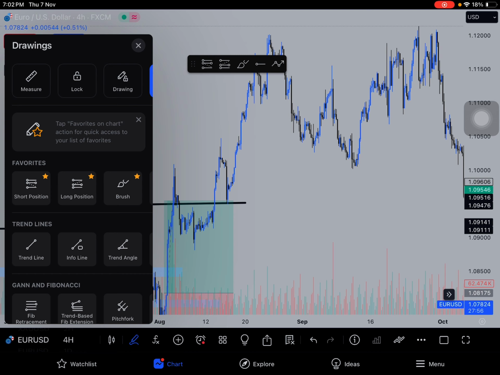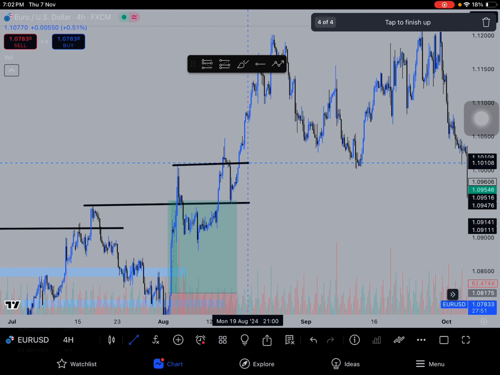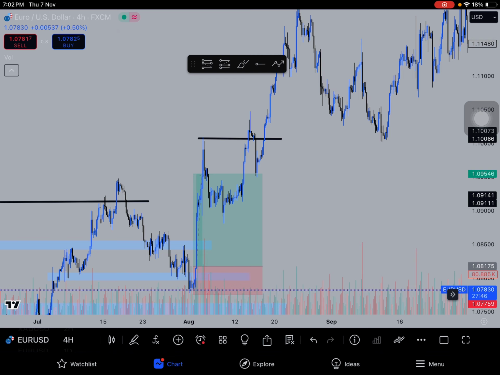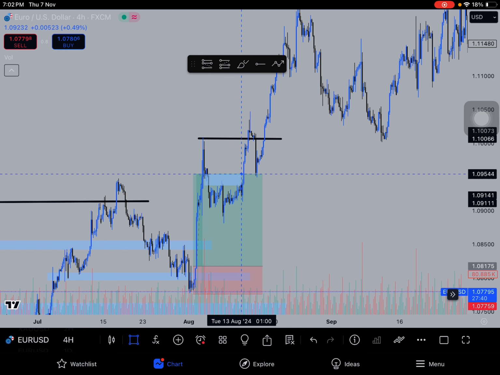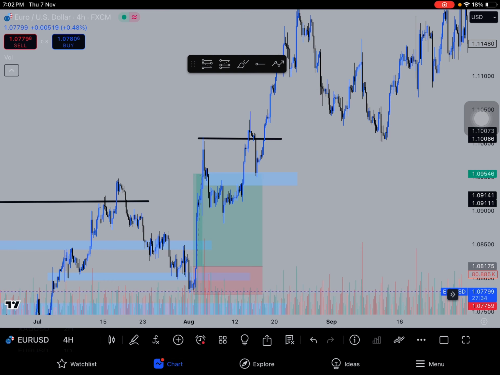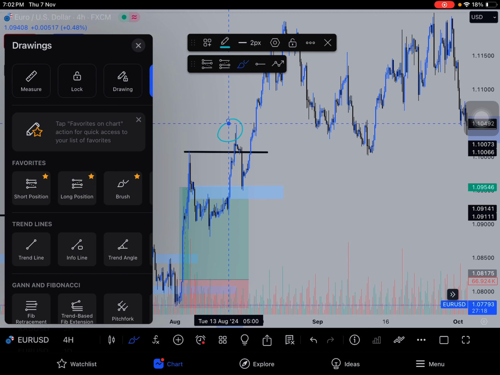So the next thing we can see is here, price breaks this high. When price breaks this high, what we have here is the resistance. So this is the resistance. Price reacted two times, and then broke. Once the resistance is broken, it will become a support.